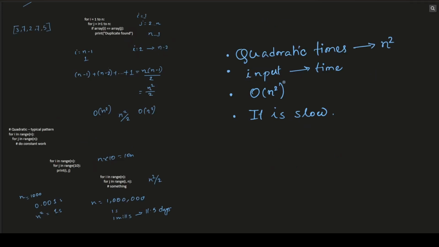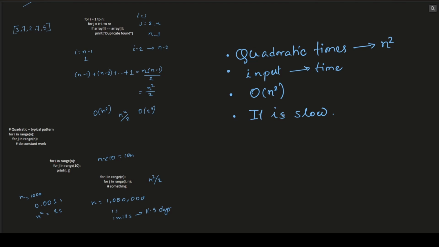Quadratic time means the number of operations grows like n squared. When input doubles, the time roughly quadruples. We have learned common examples like nested loops that both go up to n, checking all pairs, multiplication tables, etc. We write the quadratic complexity as order of n squared. And quadratic can be too slow for large inputs. So always try to find a faster way.